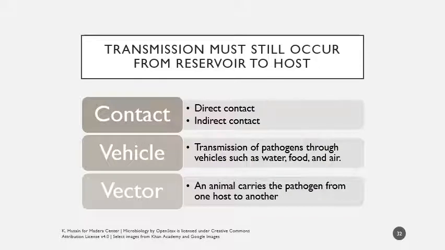So when we do have a reservoir and we also have a host, the pathogen has to get from the reservoir to the host. That can happen through direct or indirect contact. It can happen using vehicle transmission. That's when the pathogen is transmitted through vehicles like water, food, or air. So those might also be referred to as different media. It's basically like hopping in a vehicle and traveling through something like water or food or air to get from the reservoir to the host.